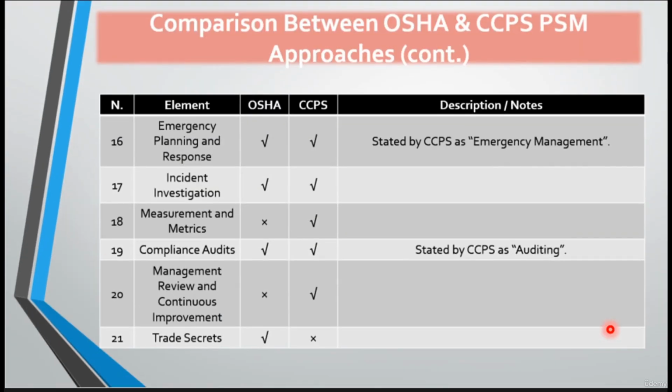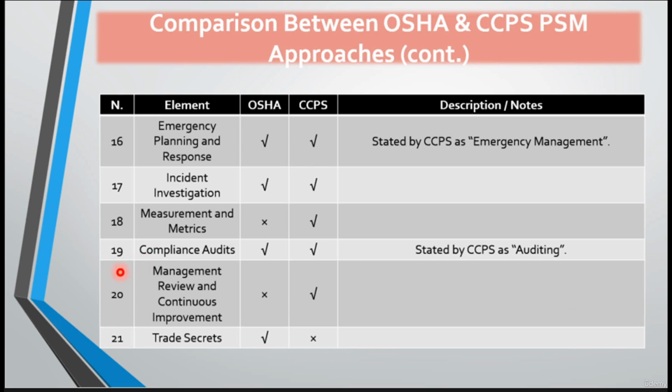Okay? Moving on. Regarding the emergency planning and response, of course, it's adopted by both approaches, but CCPS states it as the emergency management. The incident investigation is adopted by both approaches without any change in the statement. The measurement and metrics is not adopted by OSHA, but adopted by CCPS. And here, the metrics element establishes the performance and efficiency indicators to monitor the near real-time effectiveness of the risk-based process safety management system and its constituent elements and work activities.